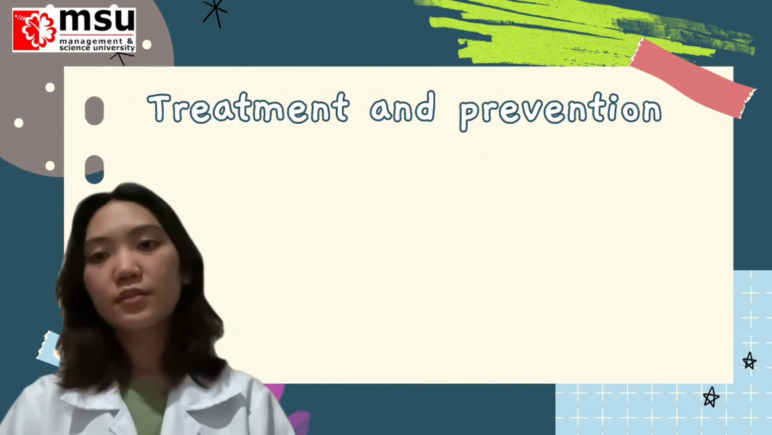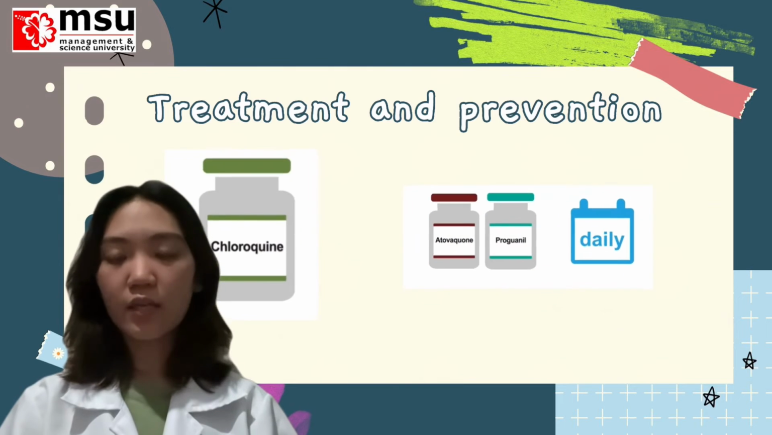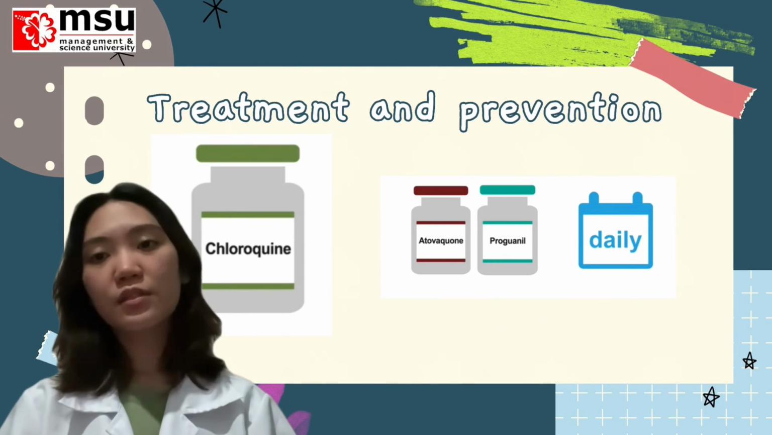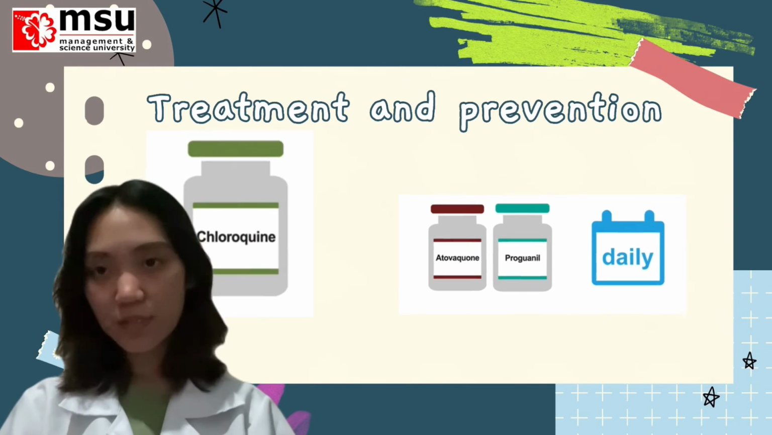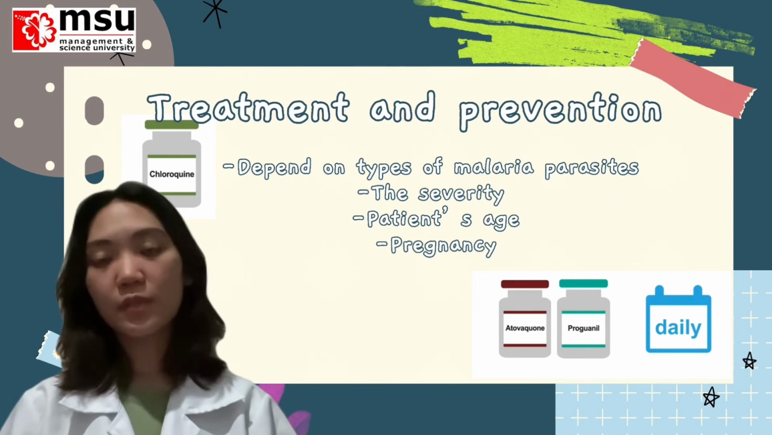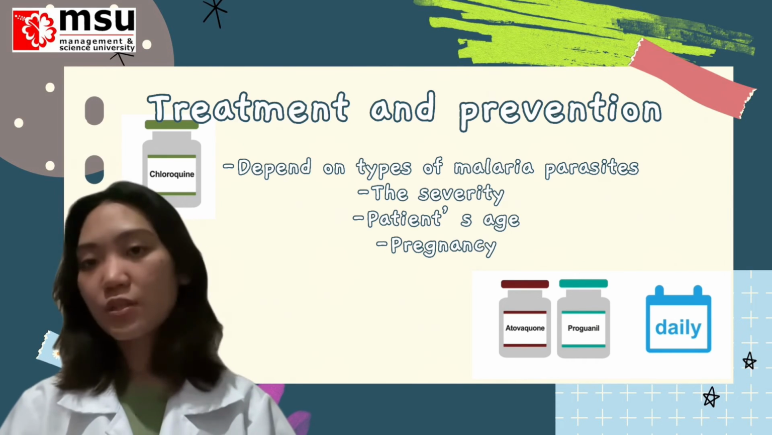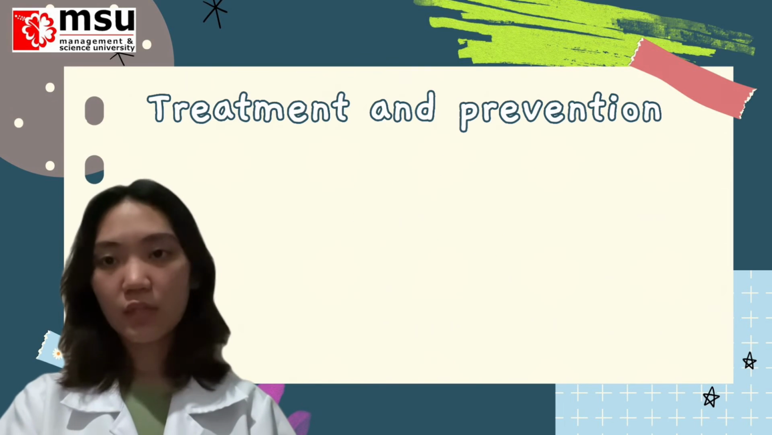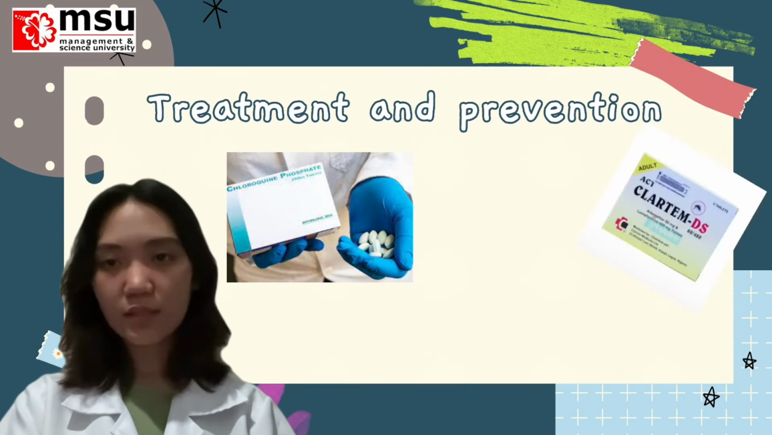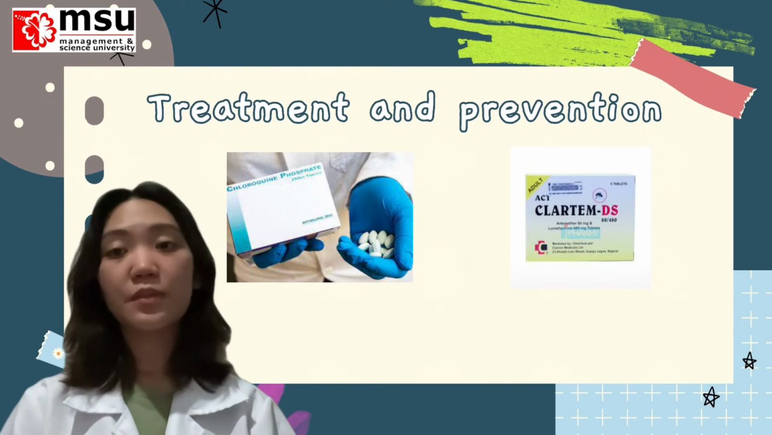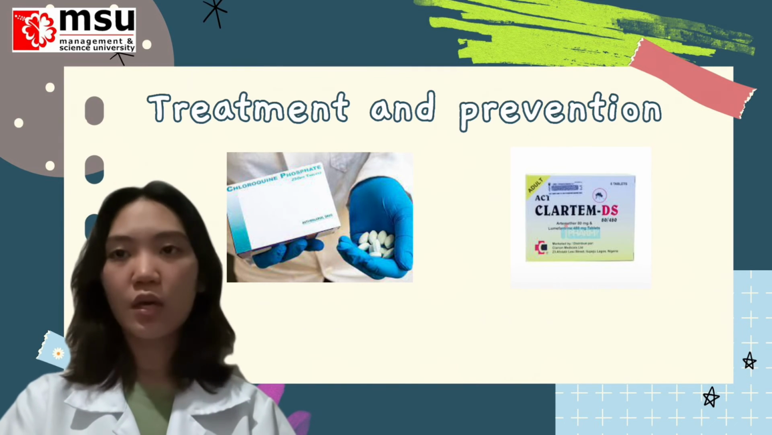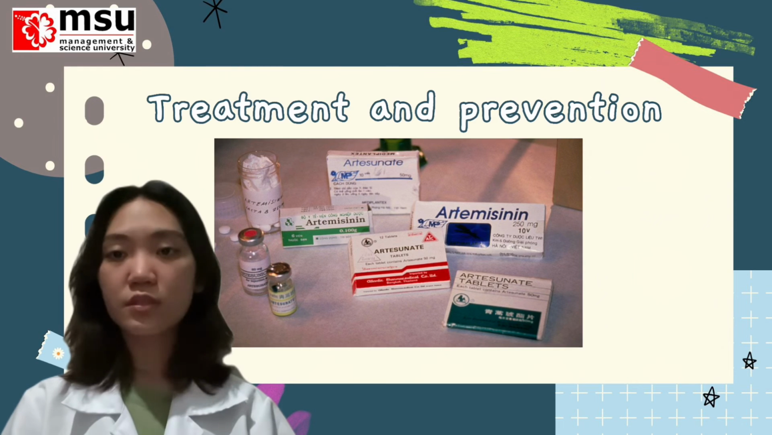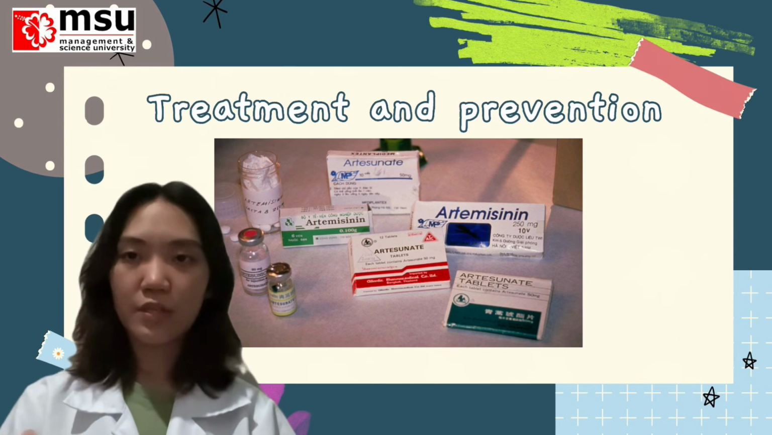So malaria can be treated with prescription drugs that are used to kill off the malaria parasite. And this prescription will depend on the type of malaria parasite, the severity of the patient's symptoms, the patient's age, and whether the patient is pregnant or not. The two most common drugs for malaria are chloroquine and ACTs. ACTs is artemisinin-based combination therapy where they use a combination of 2 or more drugs that work together to eliminate the parasite.